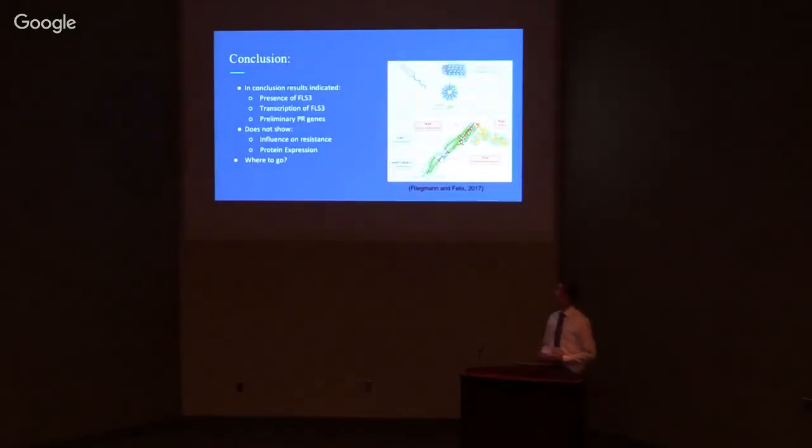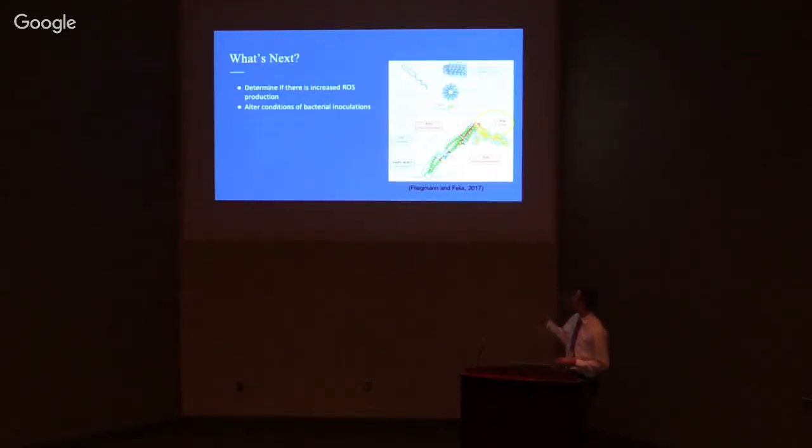This comes to my conclusion: we do have a presence of FLS3, and there is transcription of my FLS3 as well. The preliminary PR genes show upregulation, but we cannot confidently say until we do our replicates that it is upregulating all genes. But it does not show influence on resistance. The protein expression may be too low, or it may just not be functional. But that will come up in where do we go from here.